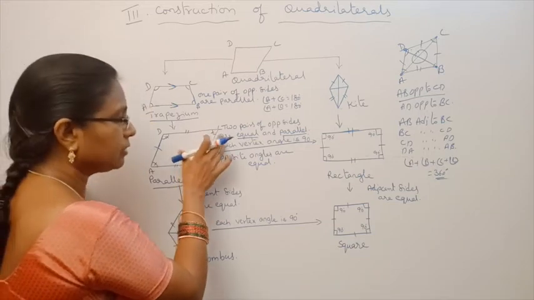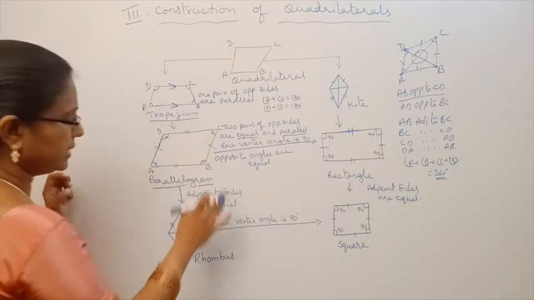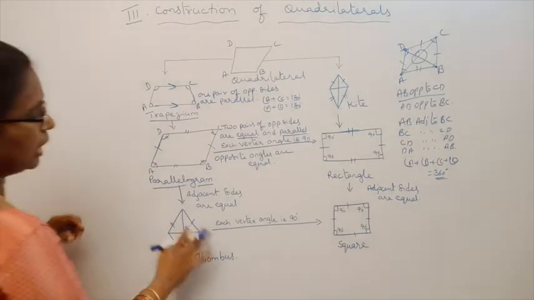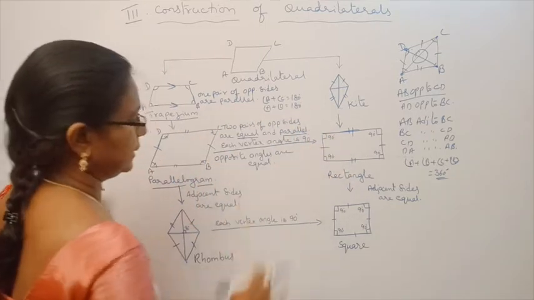That means when in a parallelogram adjacent sides are equal, it becomes a rhombus. If angles are equal, it becomes a rectangle.